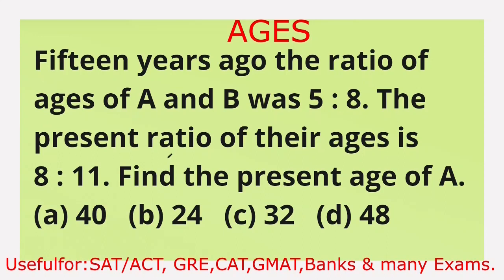The present ratio of their ages is 8:11. Find the present age of A. The given options are option A 40, option B 24, option C 32, option D 48.